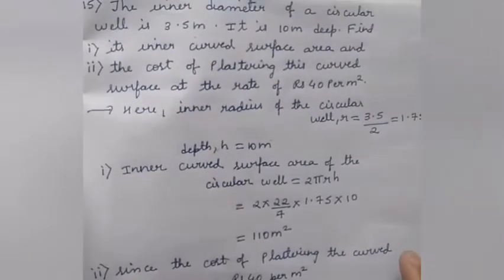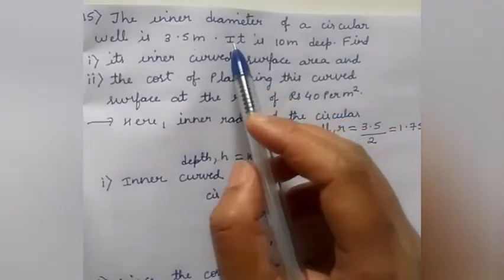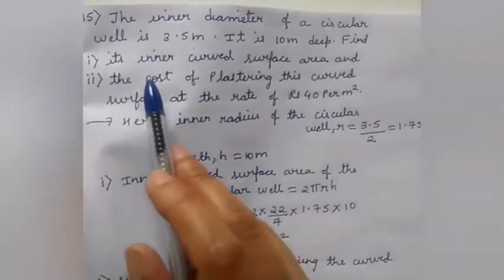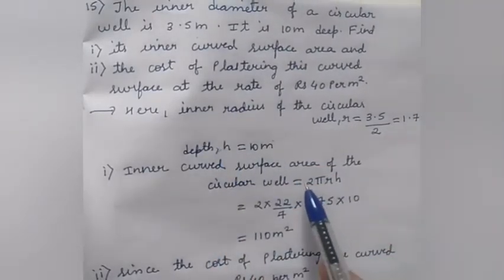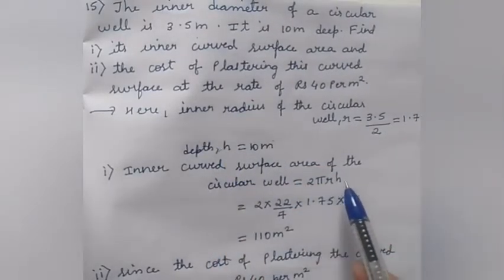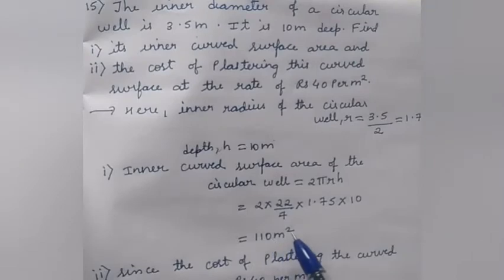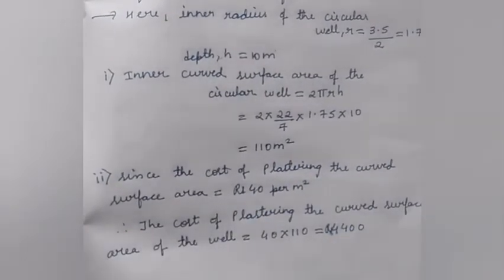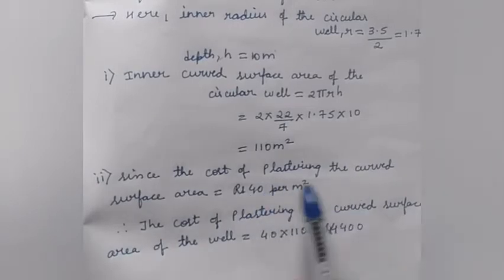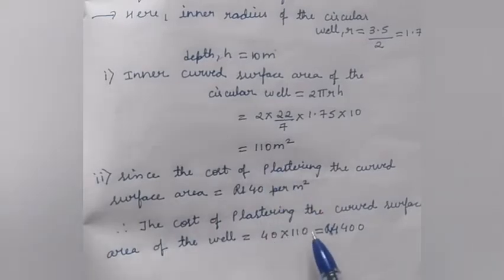So here in this problem, when the inner diameter is given and height is given, we are asked to find the inner curved surface area. So to find inner curved surface area, we can use the formula 2 pi RH, and it is equal to 110 meter square. Next, they have asked us to find the cost of plastering the curved surface area at the rate of rupees 40 per meter square. So we multiply 40 into 110 meter square, which is equal to rupees 4400.